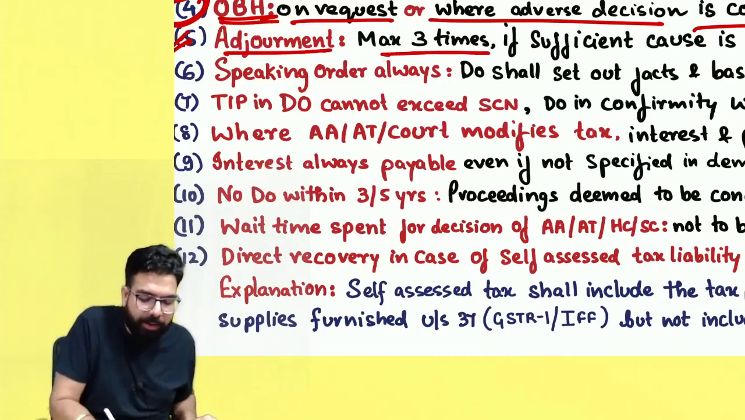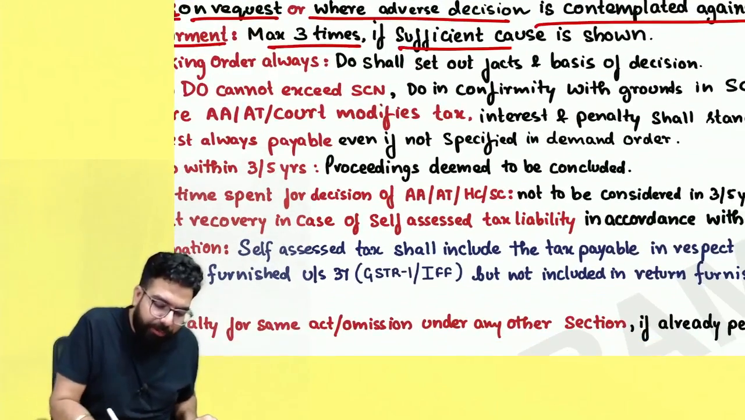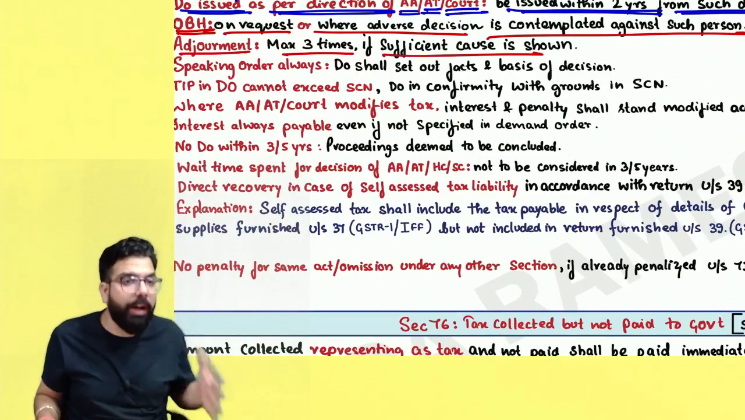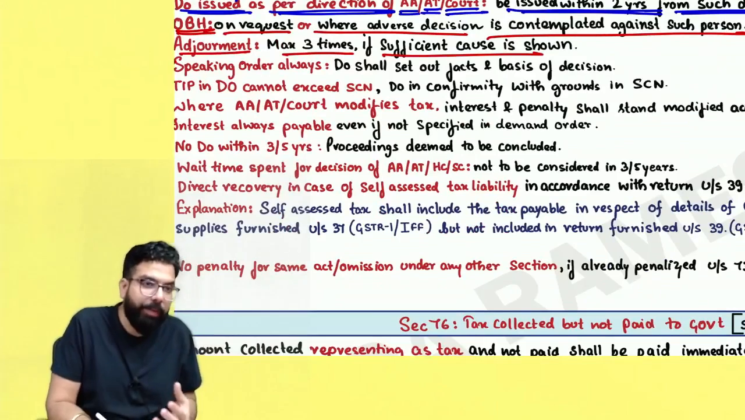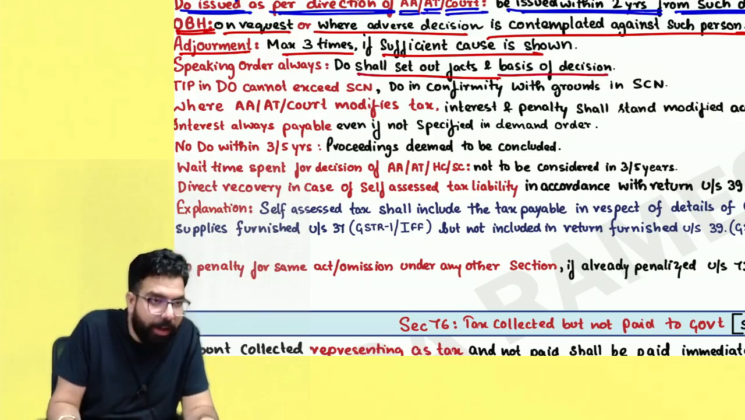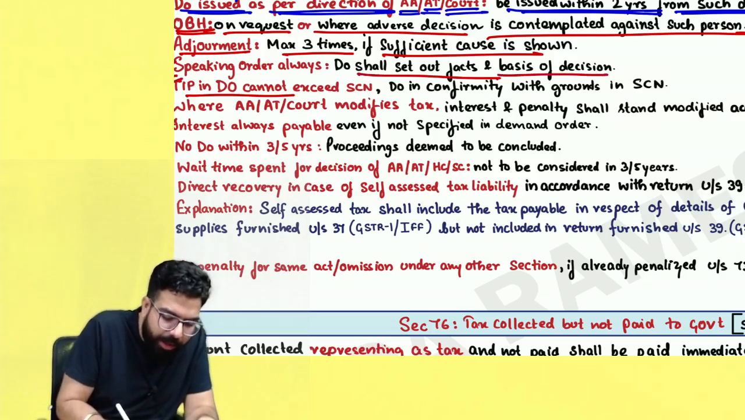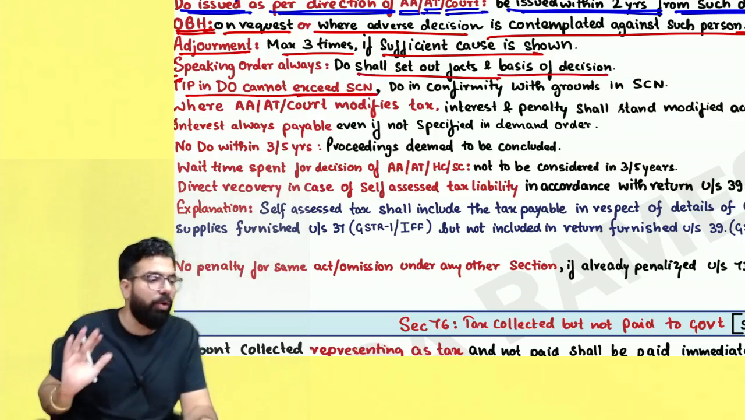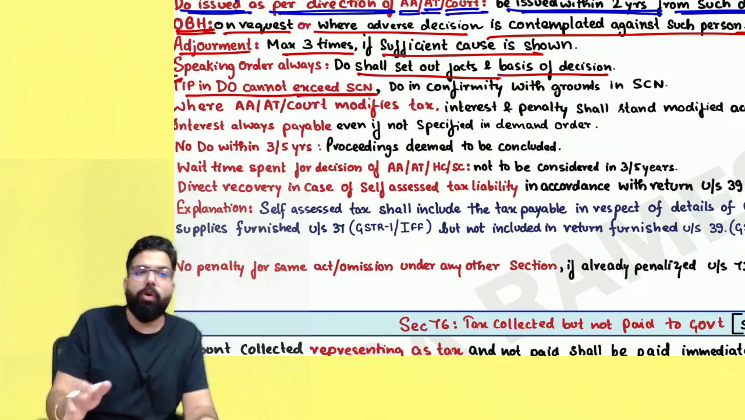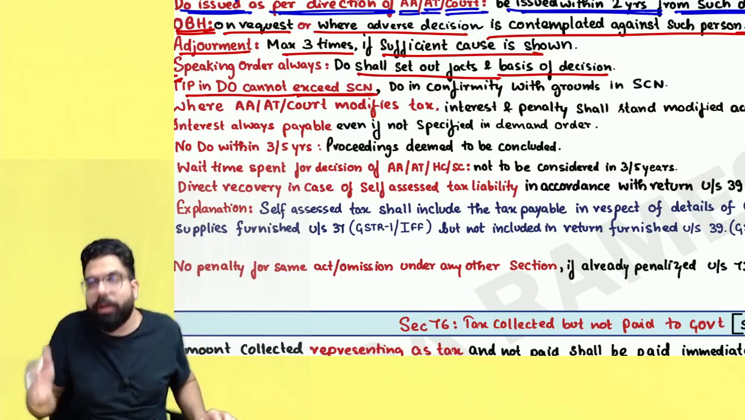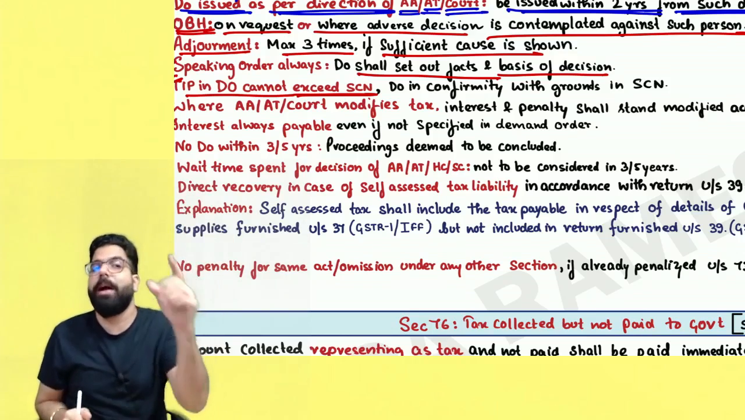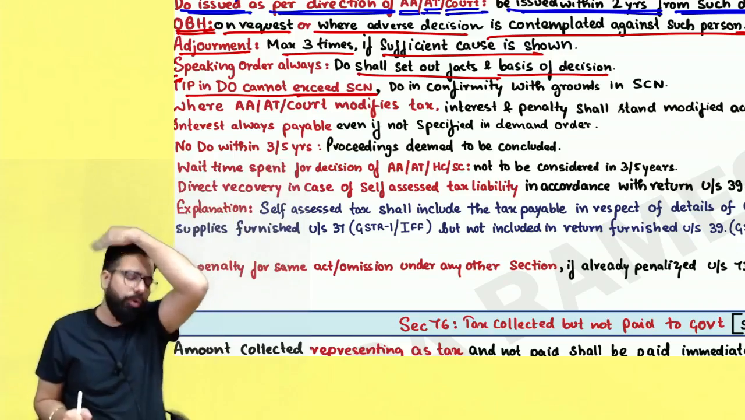The next one is adjournment. Always remember, the maximum is 3 adjournments, if sufficient cause is shown. The officer will always pass a speaking order. Means the order should be such that it speaks to you; it should set out all the facts and the basis of the decision. Tax, interest and penalty in the demand order can never exceed the show cause notice. Whatever is told in the show cause notice and whatever ground is stated in it is just confirmed by the demand order. The demand order can never exceed the show cause notice.